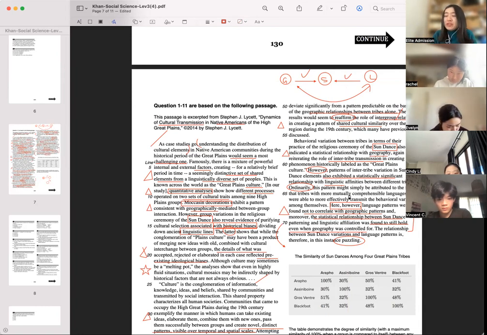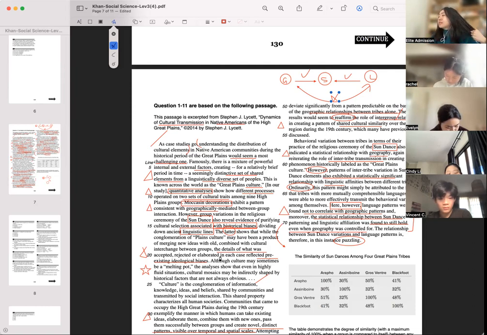So what does control for mean? If you remove the geographic factor, then no matter how close or how far they live from each other, as long as they have the same language, they will have some shared Sundance elements. Does that make sense? So that's what control for means.